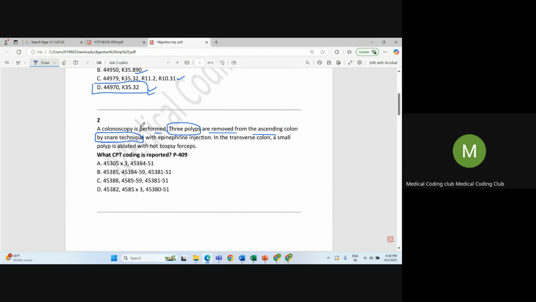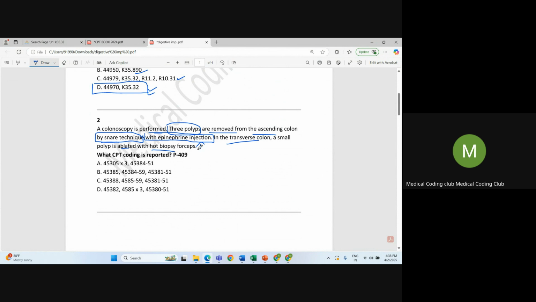Okay, so colonoscopy they are utilizing, and using snare technique they are removing the polyp. Snare technique they have utilized, and also with epinephrine injection. So they have also injected, and in the transverse colon, a small polyp is ablated with hot biopsy forceps. So two techniques are utilized to remove the polyp, and injection also they have performed.